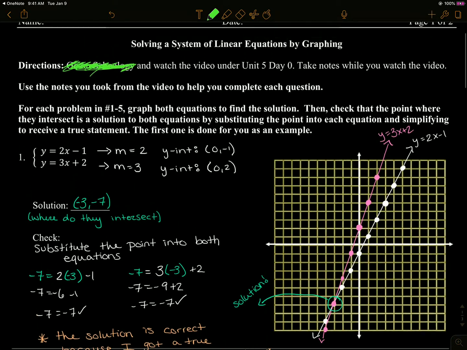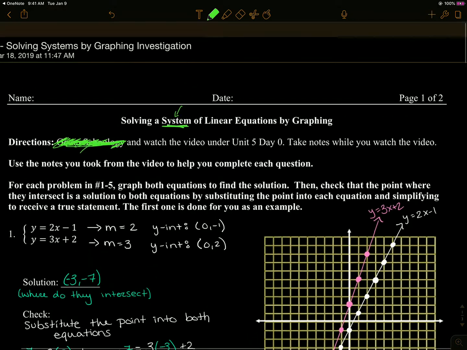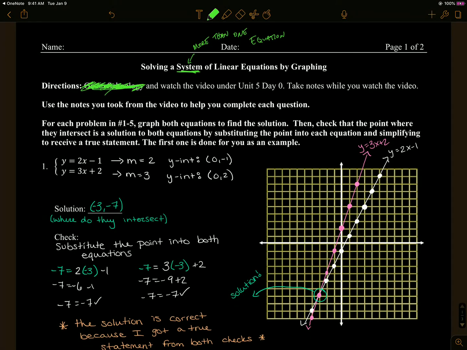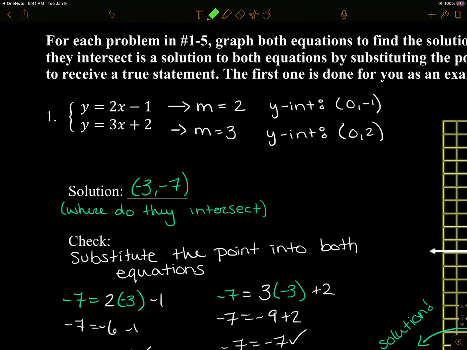First of all, you have to understand what a system means. We're going to say that a system is more than one equation. Okay? And one way to solve a system is to graph it and find the solution. So on this guy here, this is my system for number one. It's got two equations in it. And the solution will be anything that satisfies both equations.